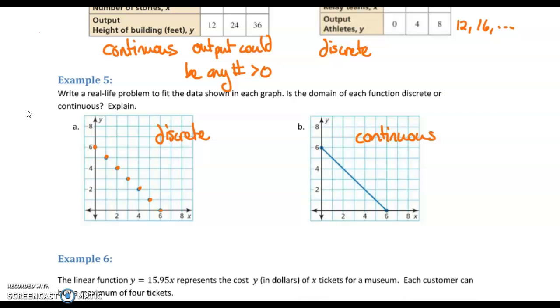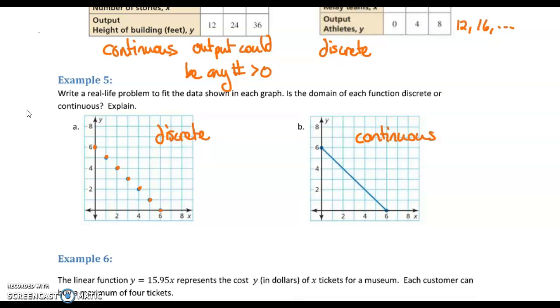I could say I start with 6 apples and I eat 1 a day. And that would be discrete. If I eat half an apple, it's not going to last till the next day. I'm just going to throw it out. So I start with 6 apples and I eat 1 each day. And so here's the 6. After 1 day, now I'm down to 5. After 2 days, I'm down to 4. After 3 days, I'm down to 3, and so on.